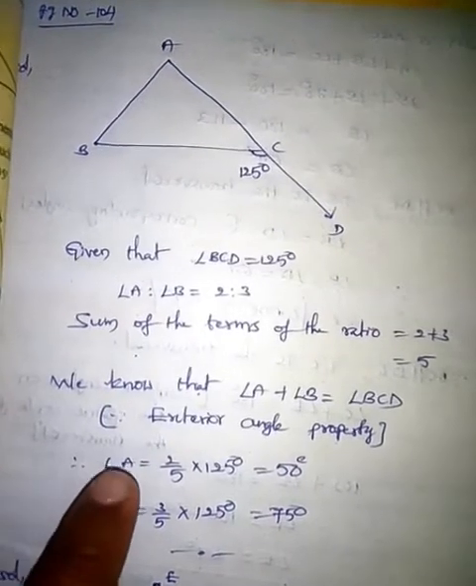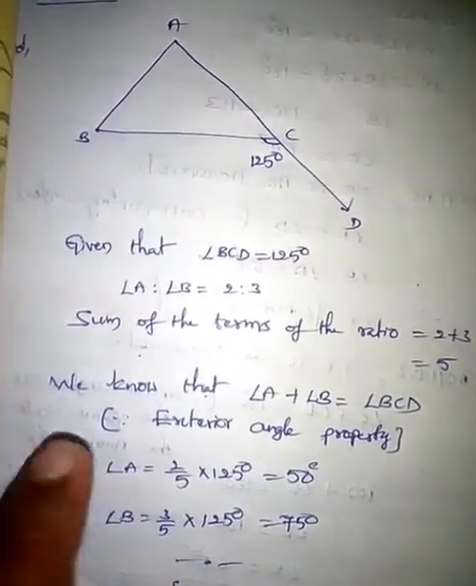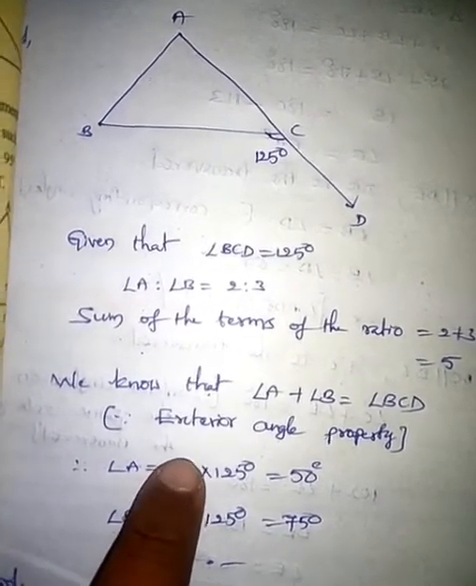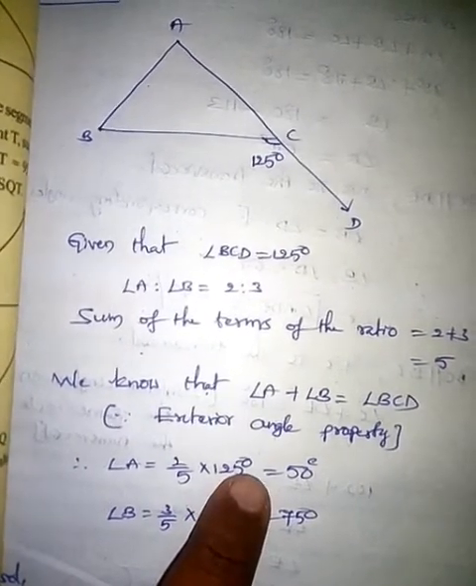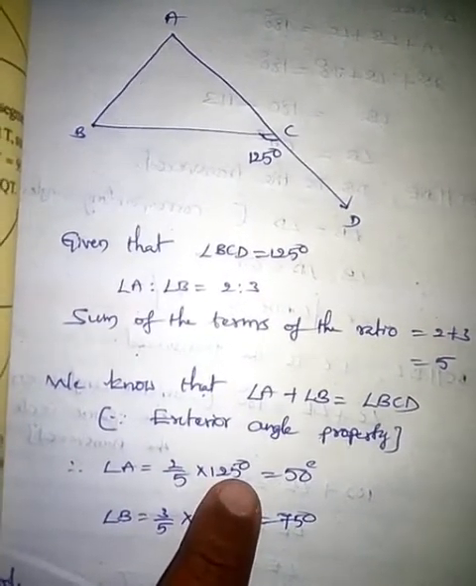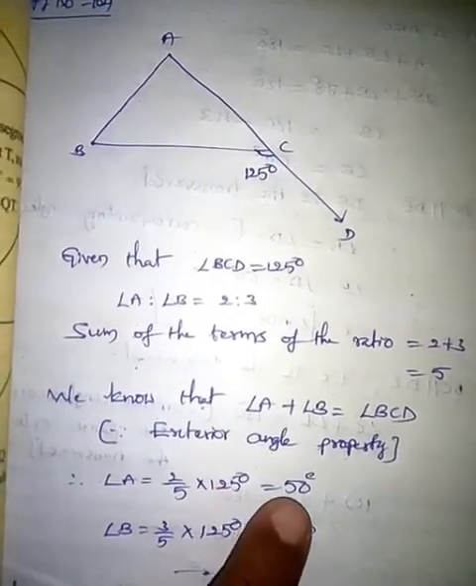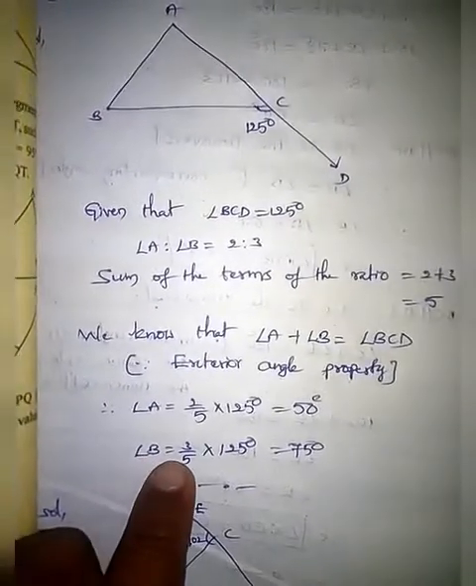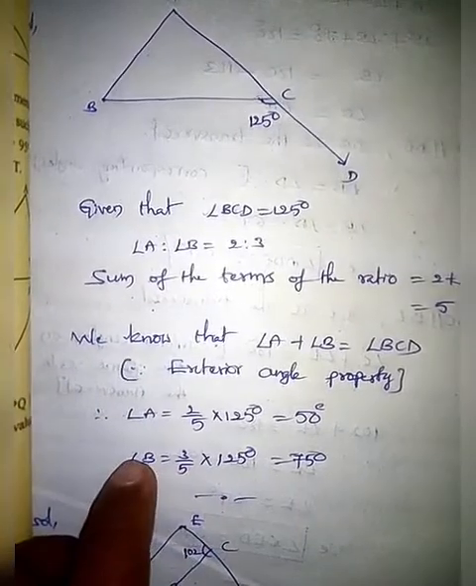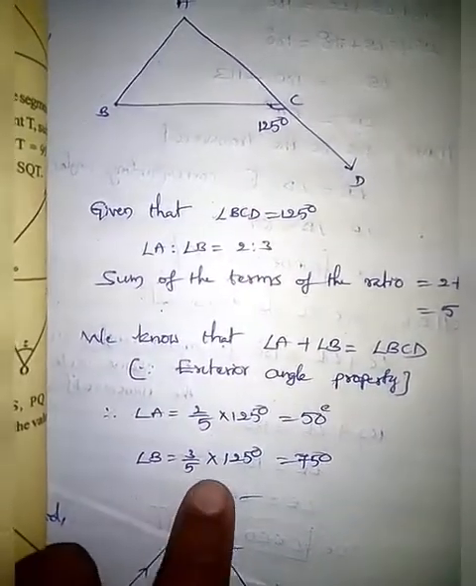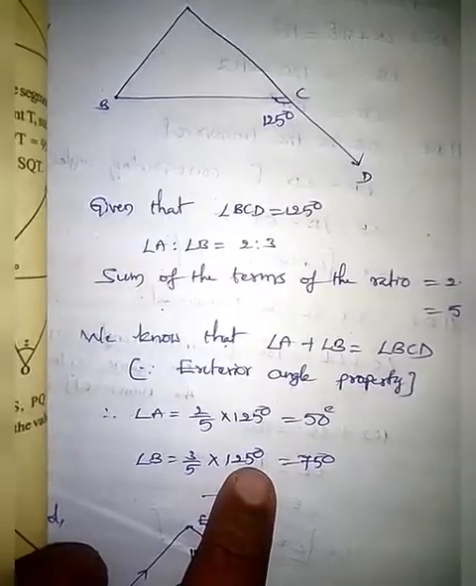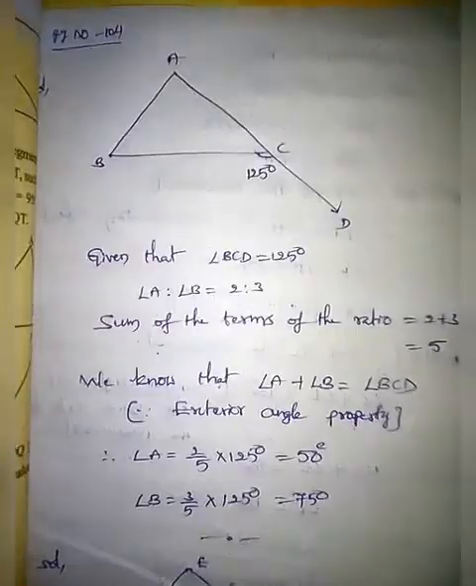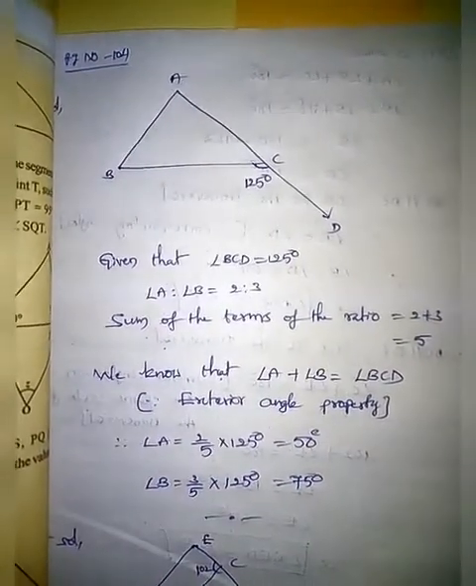Now calculate the angle A. So angle A equals, what is the part of angle A? 2 parts out of 5 parts. That is 2 by 5 into 125. So the 5 table gets cancelled, 125 is 25 times. So 2 into 25 is equal to 50. Similarly, angle B equals 3 by 5 because B occupies 3 parts. That is 3 by 5 into 125. The 5 table gets cancelled, 125 is 25 times. 3 25s are 75. So the angle B is 75 degrees. Okay, so this is the solution for the 14th problem.